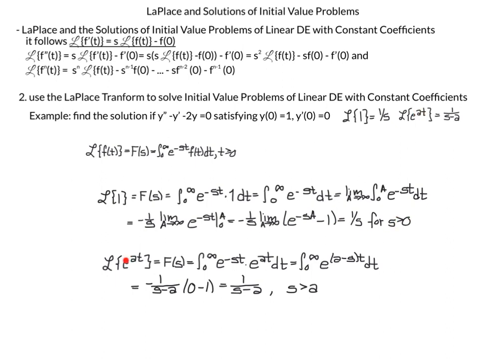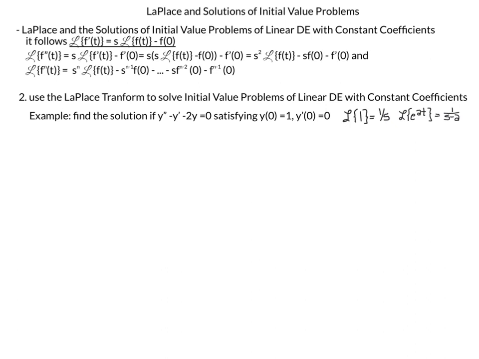For e to the at, our Laplace transform is the integral of e to the minus st times our f of t, which is e to the at. So you can look at the integral, and we get 1 over s minus a. So here we are with our differential equation, as well as our two Laplace transforms for your reference.